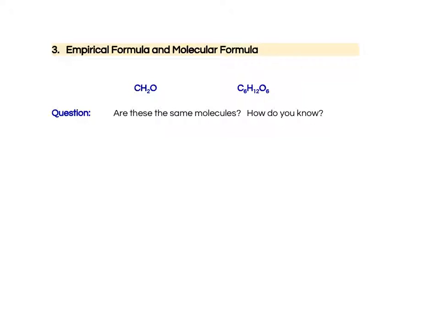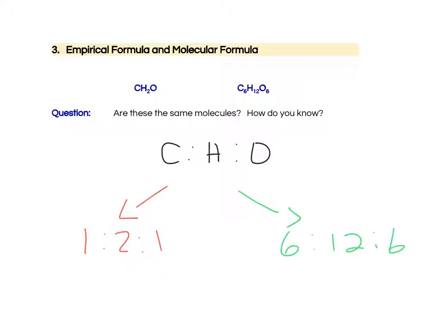All right, so let's start to talk about this. When I look at these, I can see that they certainly have a few things in common. When I'm looking at the ratio of carbon to hydrogen to oxygen in each of them, I can see that my formula on the left has a carbon to hydrogen to oxygen ratio of 1 to 2 to 1. And my formula on the right has a ratio of 6 to 12 to 6, which I know I can reduce to lowest terms. When I do that, I get 1 to 2 to 1.